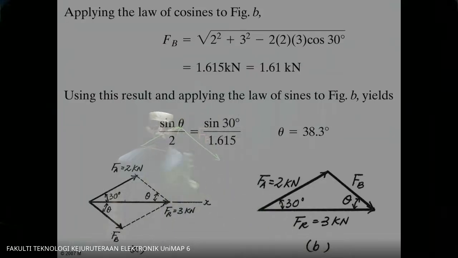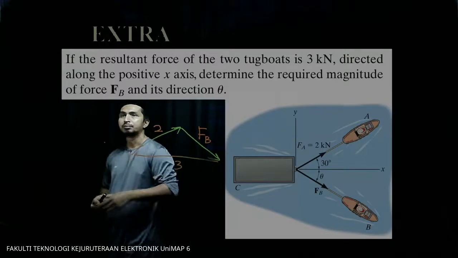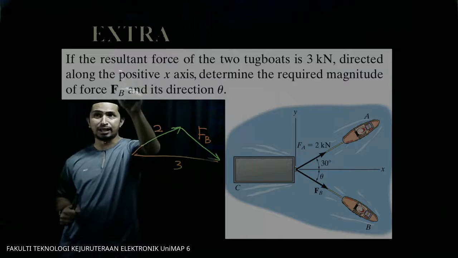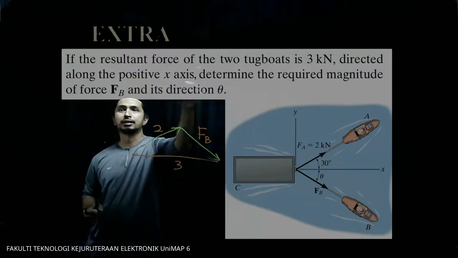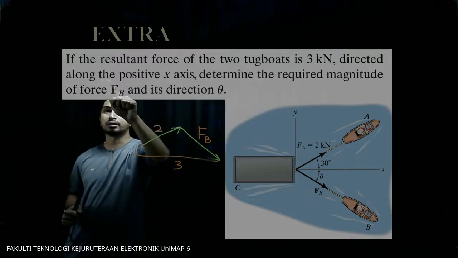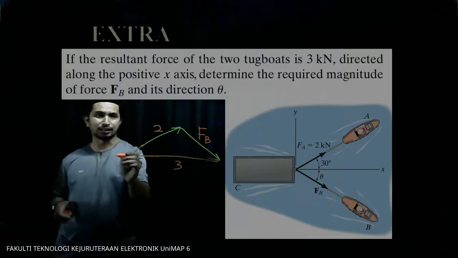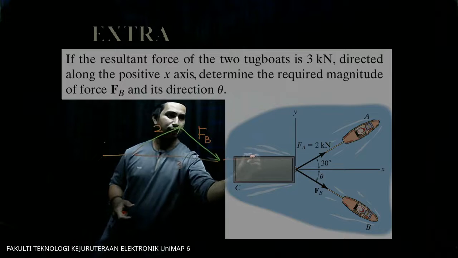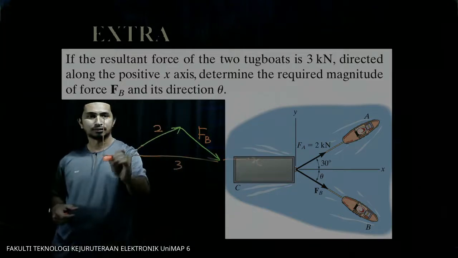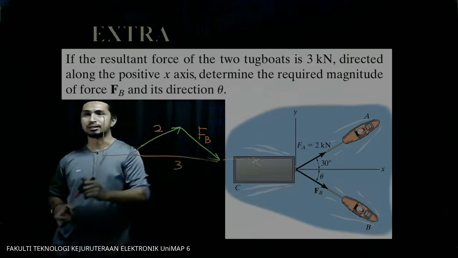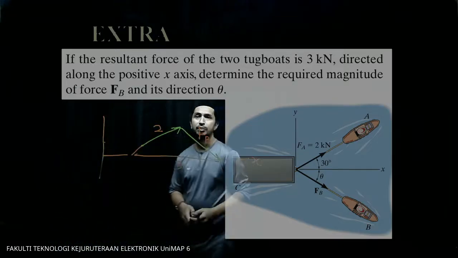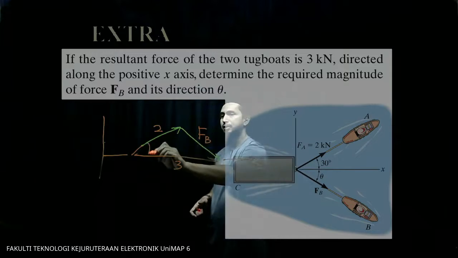Sorry, my line is not the actual line. The actual line should be straight. Okay, this is 3. Why is it straight? Because it states here that the resultant force is directed along the positive x-axis. So this is the x-axis, so it will lie on the x-axis. Okay. So the angle here is 30 degrees.